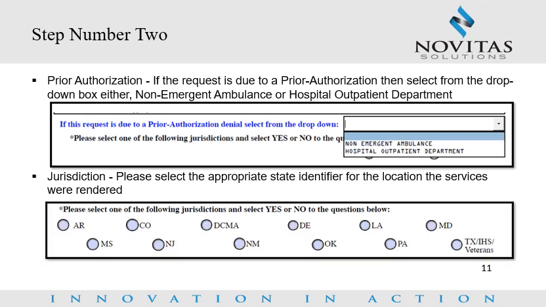You also use the radio button selection to report the appropriate state in which the services were rendered. For today's example, we're going to select the state of Maryland, or MD. Step number 2 gives you a drop-down option to select if your appeal request is due to a prior authorization denial. The two options in the drop-down box are either non-emergent ambulance or hospital outpatient department.